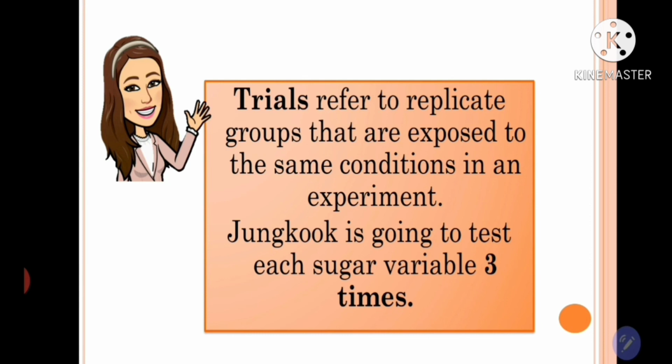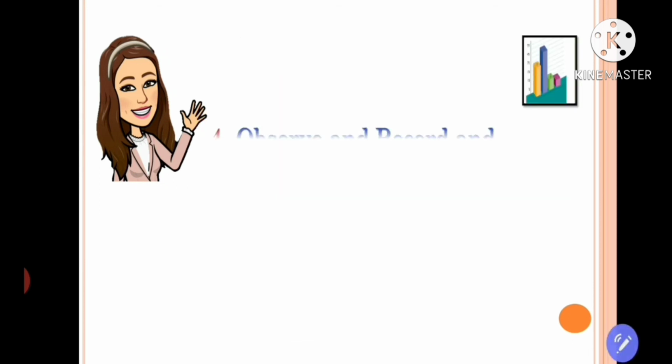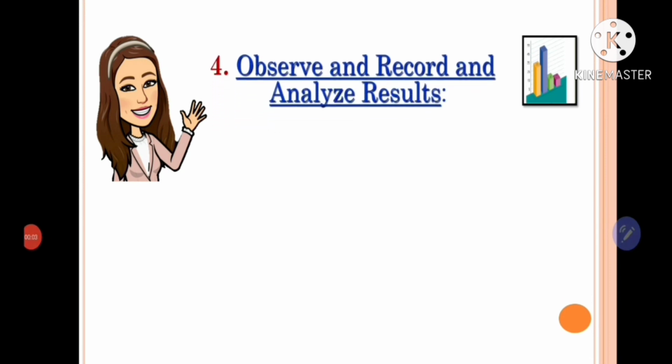Great. Okay, because we need to repeat the trials for us to avoid mistakes and errors. That is why we have to come up with the trials, to come up with unified data or unified results. So that is how trials are important in an experiment. So that is trials.